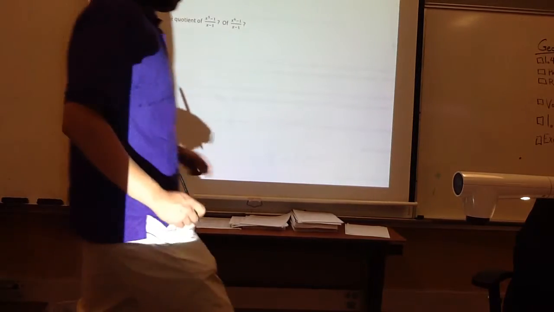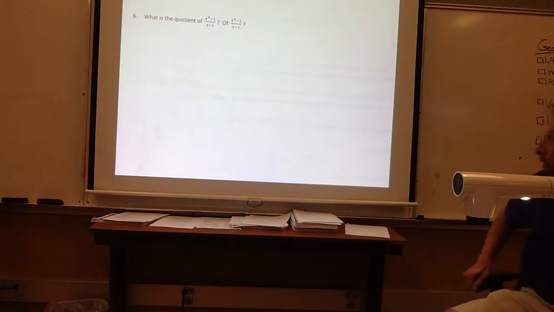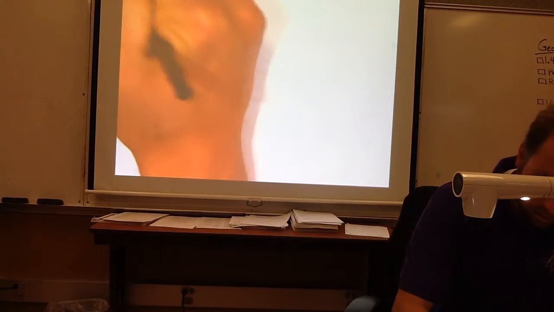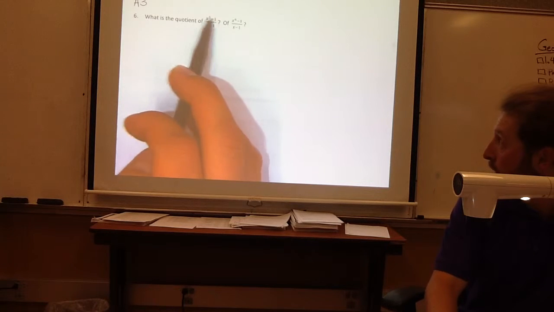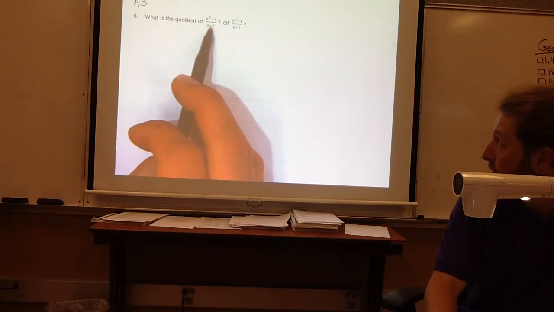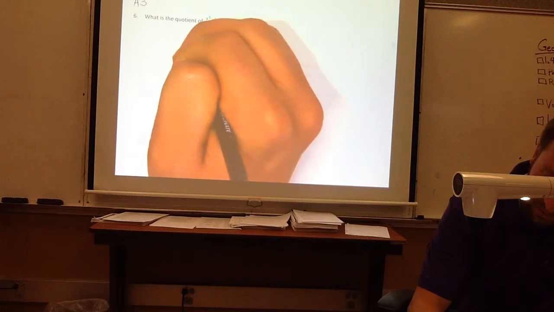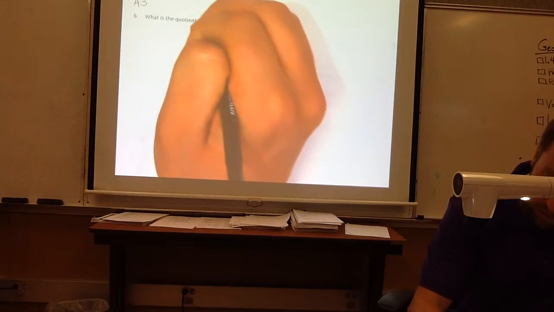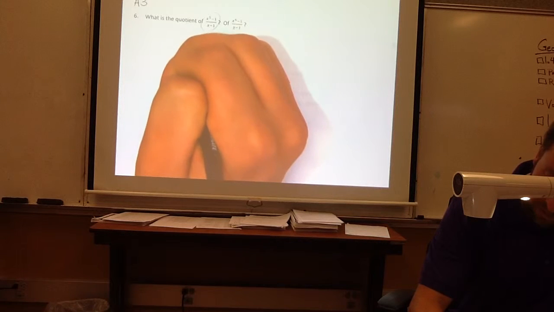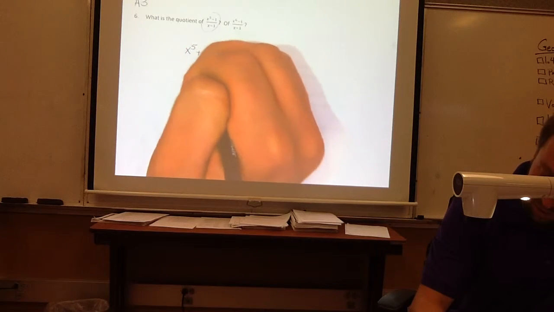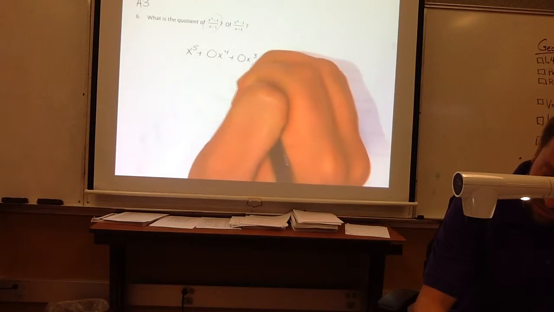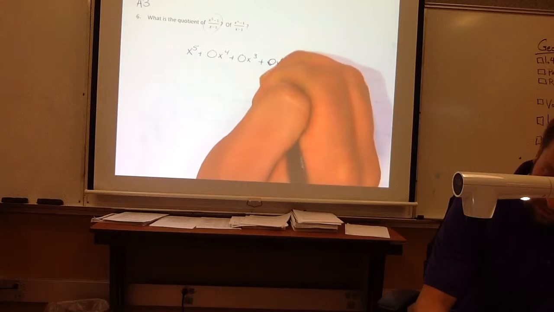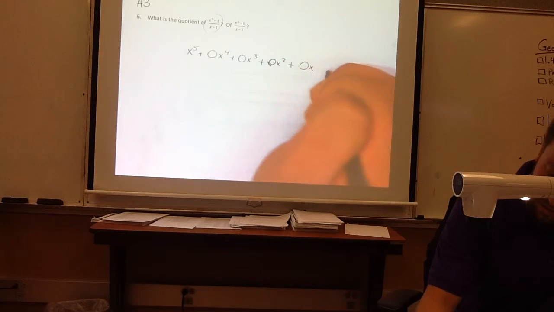So, we're going to look at lesson A3, example 6. What is the quotient of x to the 5th minus 1 divided by x minus 1? So, we're going to set this up right here where it's x to the 5th plus 0x to the 4th plus 0x to the 3rd plus 0x to the 2nd plus 0x plus, minus 1.